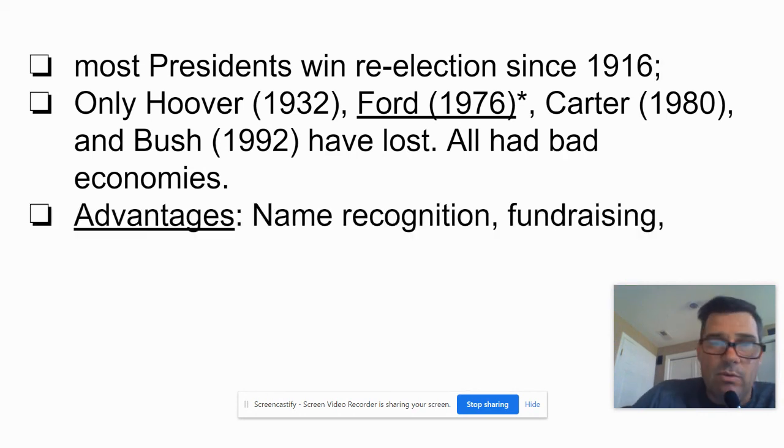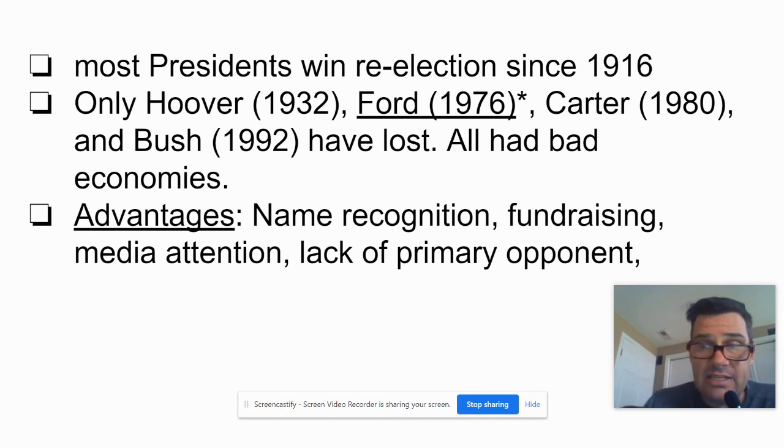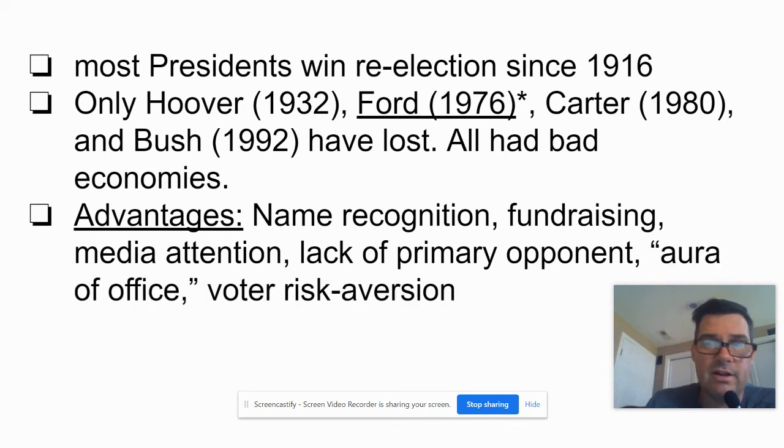And why? Well, there's an advantage. Name recognition. Okay, these are just all the incumbency advantages that we've already talked about. Name recognition, fundraising. They know everybody. They can get money. Media attention. Media pays attention to the president rather than the challenger. Lack of a primary opponent. If you're a sitting president, you don't really have a primary opponent most of the time, so you don't have to spend all that money on primaries. Whereas on the other side, your challenger has to spend a lot of money to win the primaries. So you end up with a money advantage there.